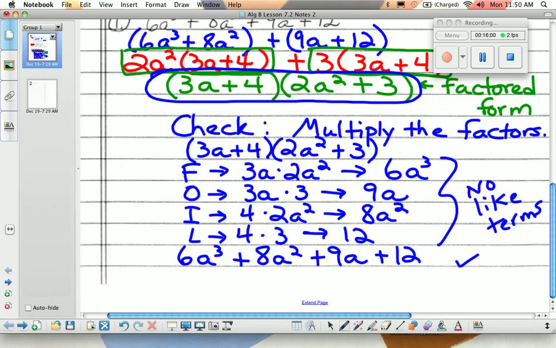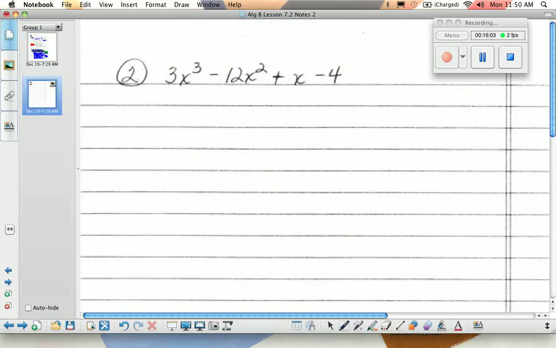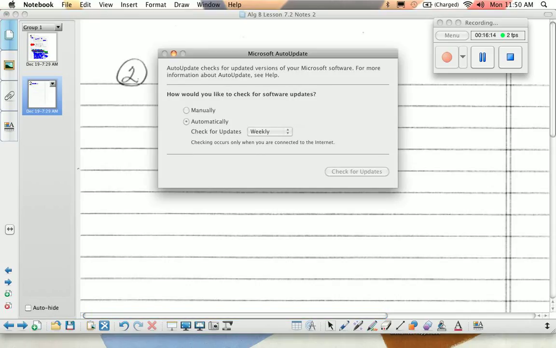Okay, then let's go to the back side. Change the addition to subtraction. That's our first move. 3x cubed plus negative 12x squared plus x.